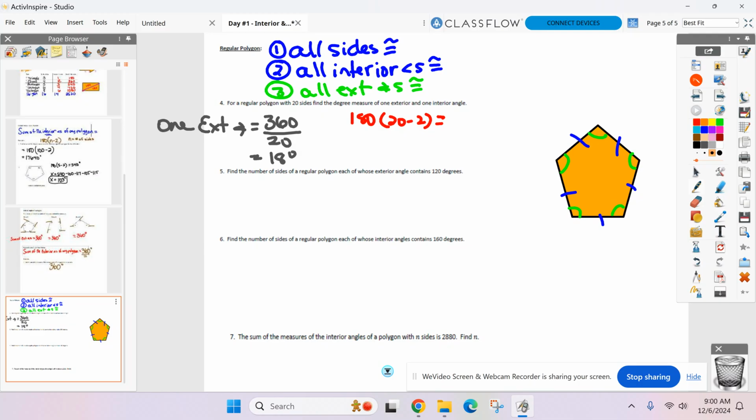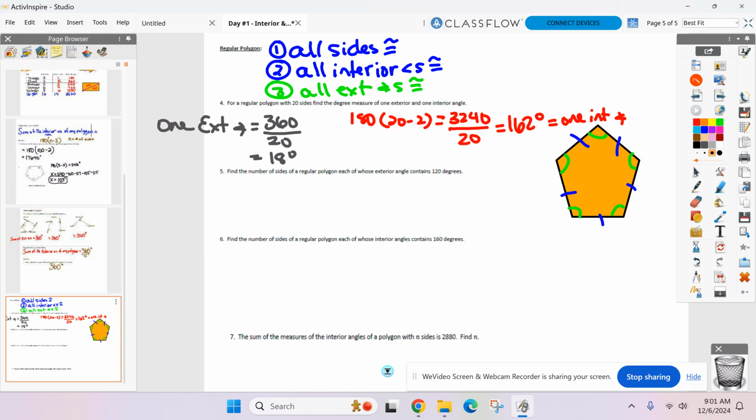And what is... anybody got that? 3,240. That's the total. And now I divide that by 20. And that should give me 162 degrees for the one interior angle. You guys are above average, they tell me.